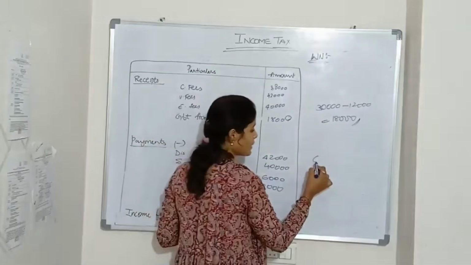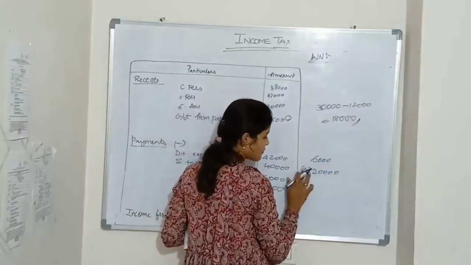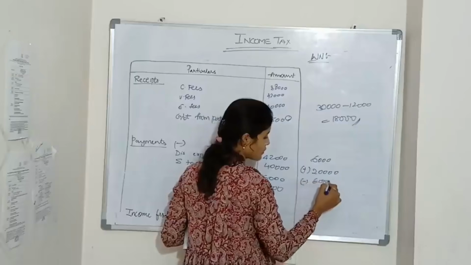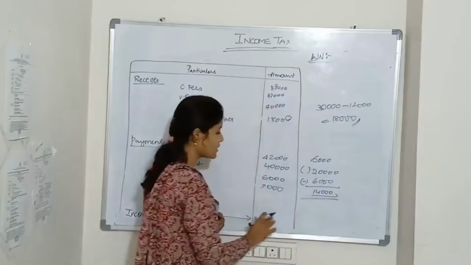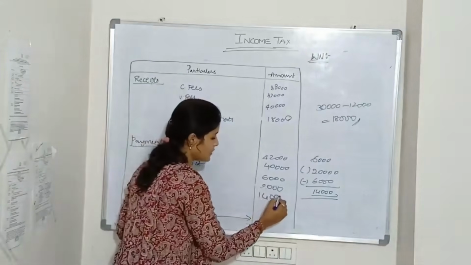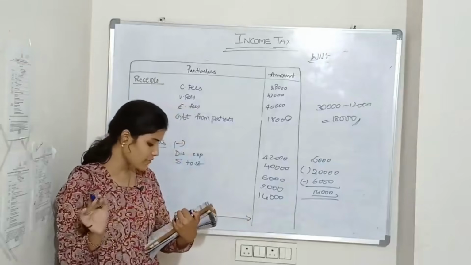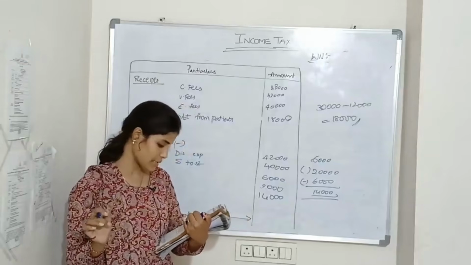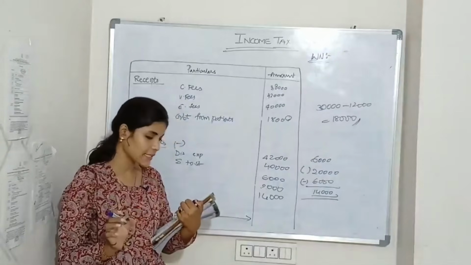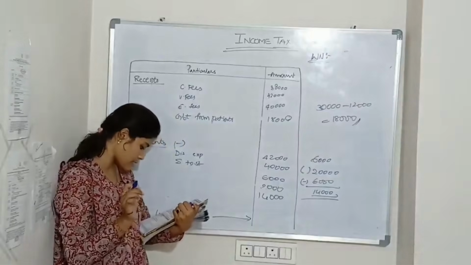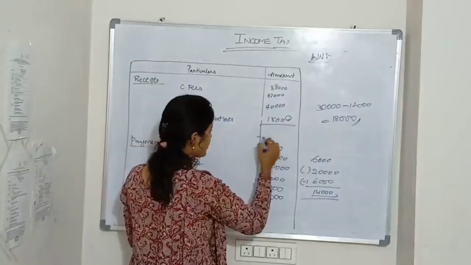Cost of medicine: opening cost is 6,000 and additional cost is 20,000. From 20,000, if you deduct 6,000, what will be the amount? 14,000. That 14,000 only you need to take here. Next, 25% of motor car was used personally. Surgical equipment 15%: the amount is 30,000. For 30,000, 15% gives you 4,500. That 4,500 also you need to write here.